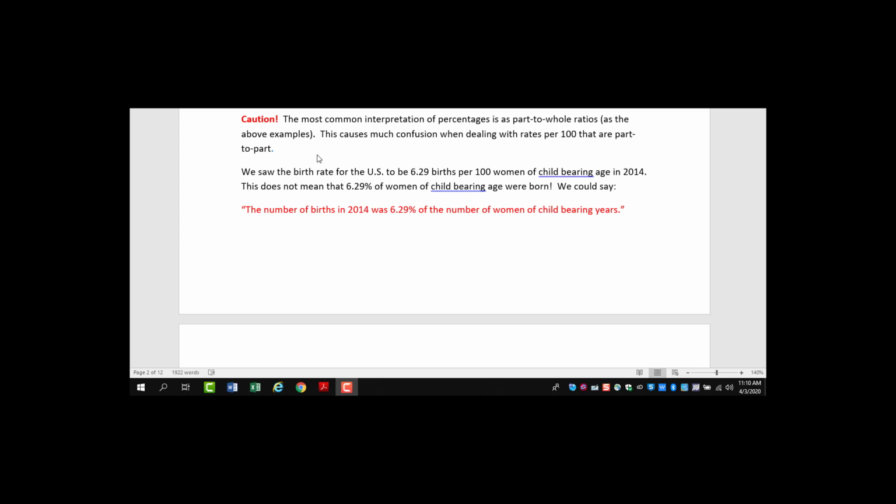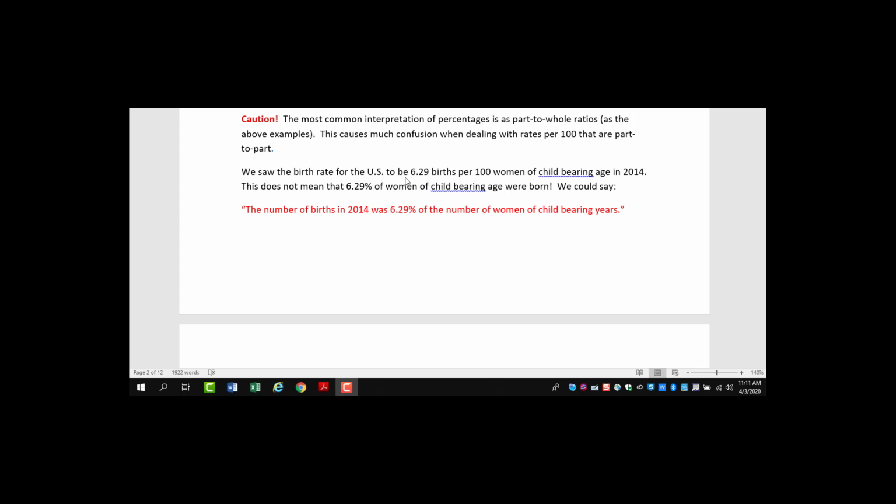The note here is just watch what it is when you get the percentage, right? Most common interpretation of percentages is part to whole. The above example was just part to whole, interest over the total amount borrowed. It can cause confusion when we're dealing with rates that are part to part.